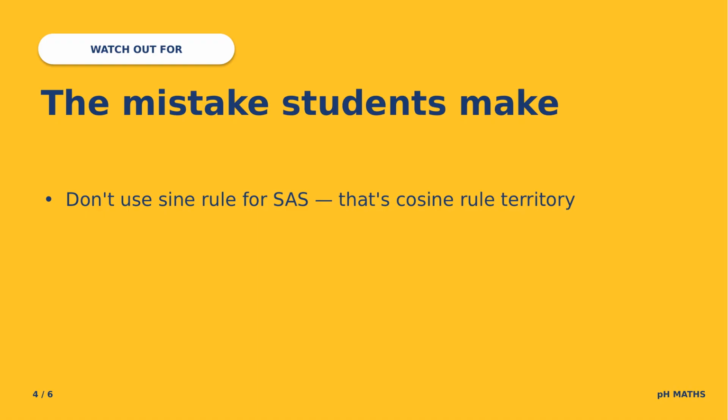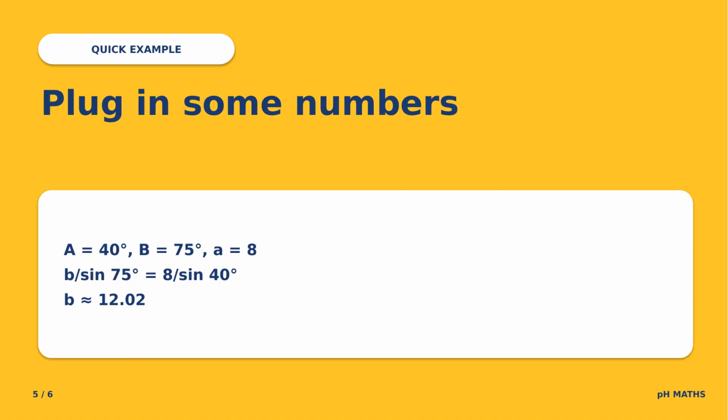Find b. Set up: b over sine 75 equals 8 over sine 40. Rearrange it: b equals 8 times sine 75, all over sine 40. On a calculator, that's about 12.02.